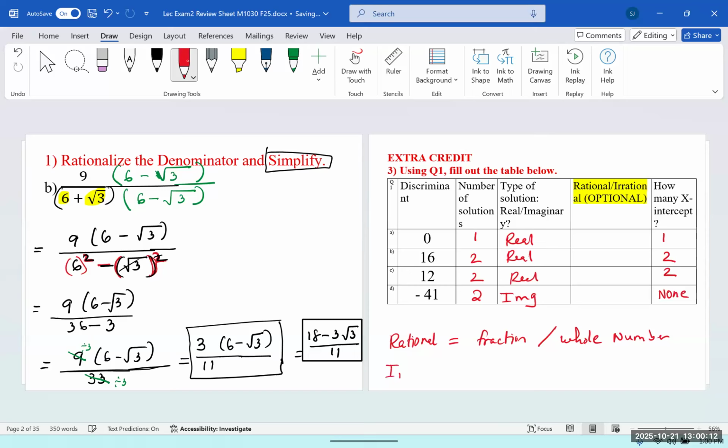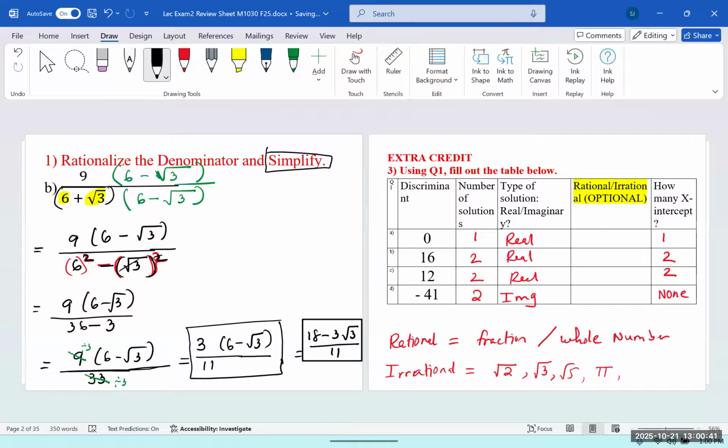On the other hand, irrational. Irrational is a number that we cannot simplify. For example, square root of 2, irrational. Square root of 3, irrational. Square root of 5, irrational. Pi is irrational. Any number that you cannot reduce to anything is irrational.